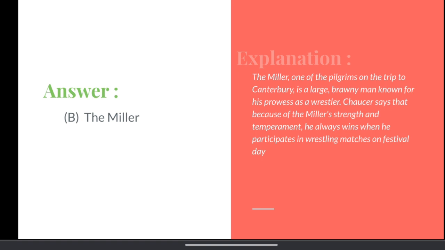Okay, the right answer for this question is option B, the miller. Okay, the miller is one of the pilgrims on the trip to Canterbury. He's a large brawny man known for his prowess as a wrestler. Chaucer says that because of the Miller's strength and temperament, he always wins when he participates in wrestling matches on festival day. Okay, moving on to the next question.